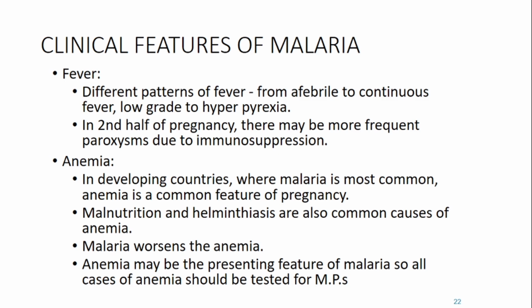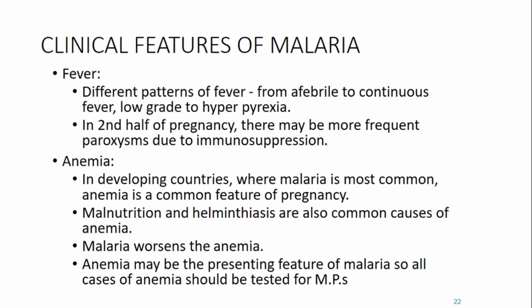So one may still need to maintain suspicion in order to make a diagnosis of malaria in pregnancy. There could be more frequent paroxysms of fever in pregnant women as opposed to non-pregnant women due to the immunosuppression that is associated with pregnancy. Anemia is also an important thing that could complicate malaria in pregnancy, and when these patients come, they could be noted to be pale. They could also have symptoms such as dizziness or generalized weakness, which may suggest anemia in them.